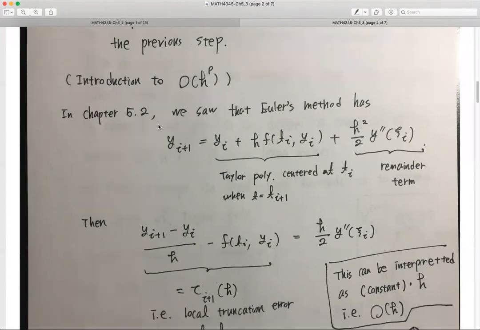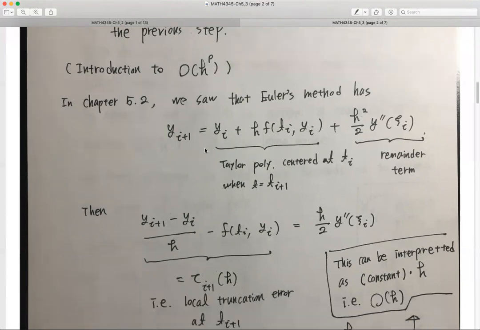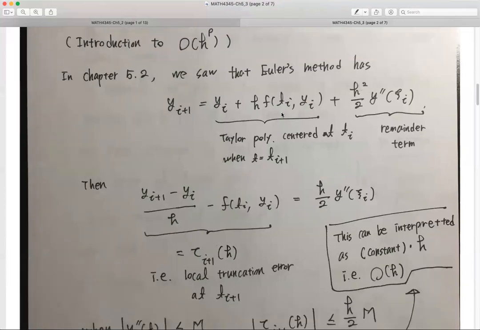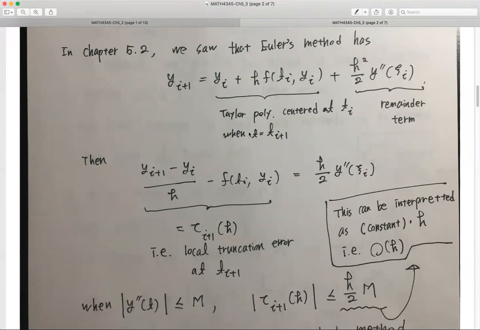In section 5.2, we saw Euler's method as this. This is the Taylor expansion of y_{i+1}, with degree 1, order 1. This is the Taylor polynomial centered at t_i, evaluated at t equal to t_{i+1}, and the last term is going to be the remainder term. So (y_{i+1} minus y_i) over h minus f, which is the truncation error tau_{i+1} of h, is going to be h over 2 times the second derivative of y at xi_i.